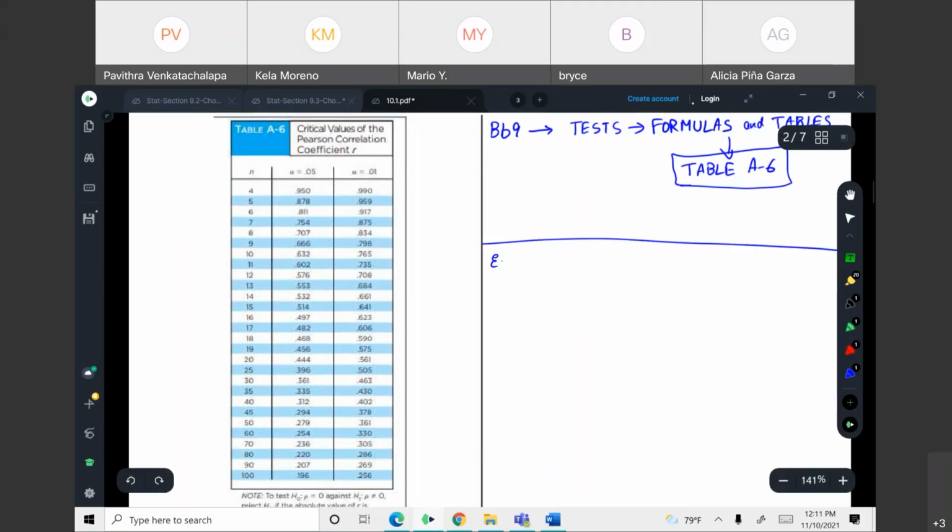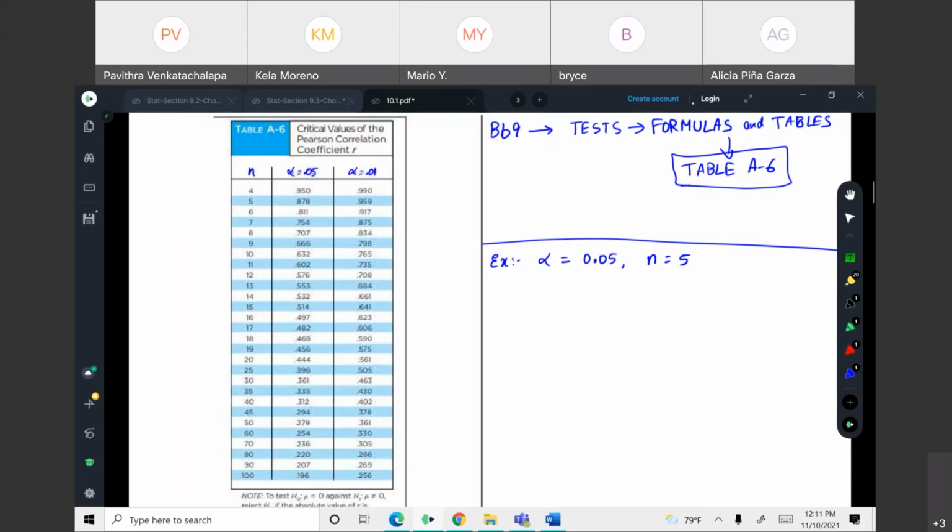I'll just give you an example here. Now you all know that alpha value will be given in the problem. So let's say your alpha value is 0.05 and the sample size is 5. Okay, alpha is 0.05, sample size is 5. Now you have two things here, alpha equal to 0.05, and alpha equal to 0.01, and this is n. Got it?